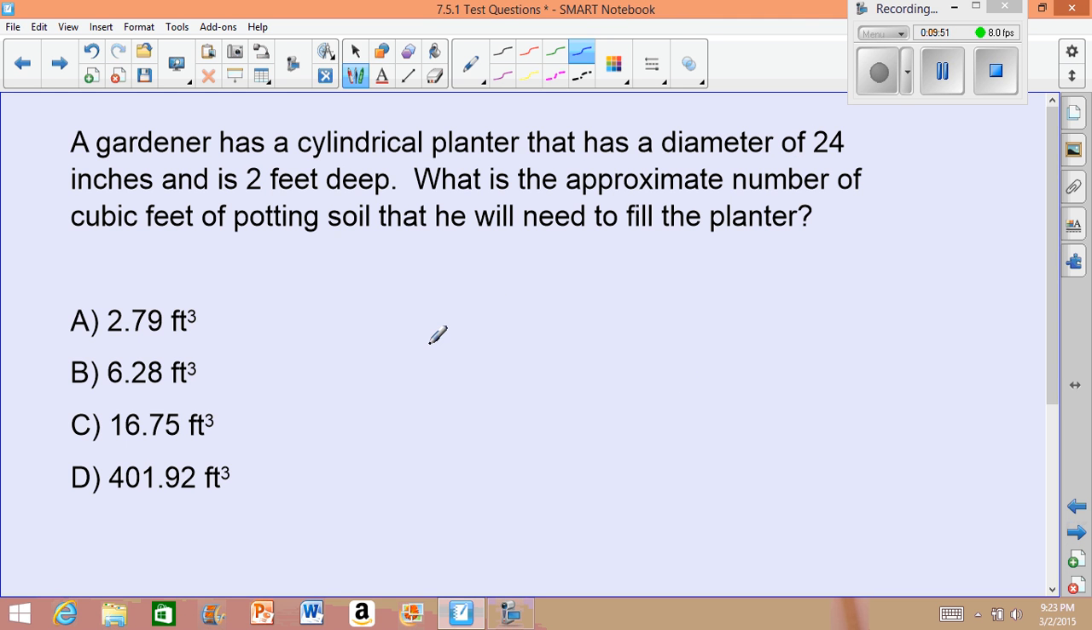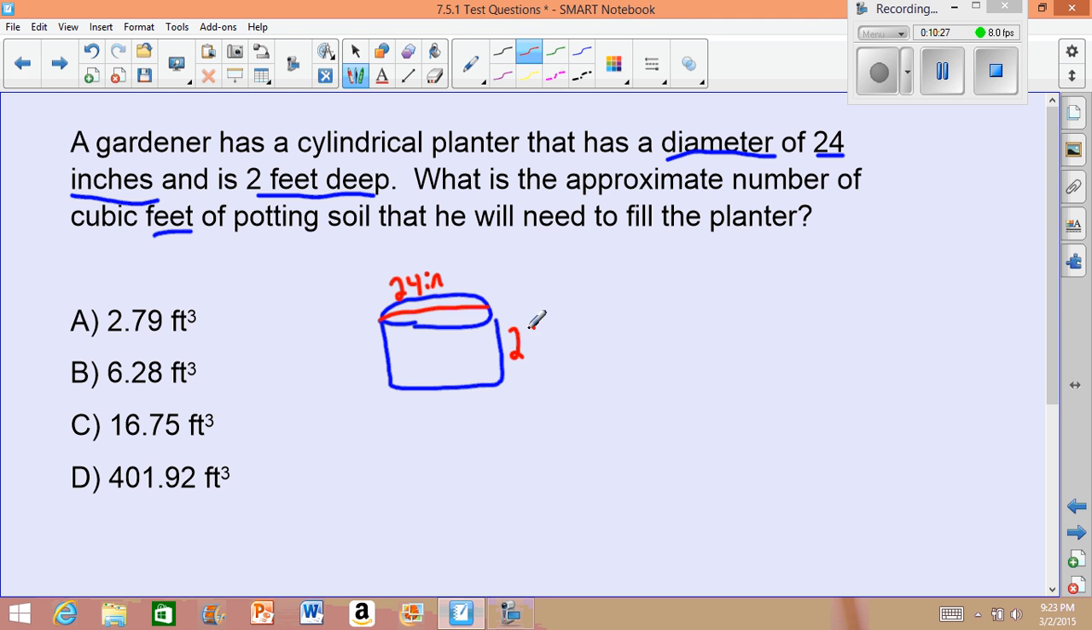It says a gardener has a cylindrical planter that has a diameter of 24 inches and it's 2 feet deep. So there's some key words here. Diameter, it's 24 inches, and it's 2 feet deep. What's the approximate cubic feet that he wants to put in potting soil? So it's given us diameter, so that goes all the way across. So that's 24 inches. And then it says that it's 2 feet deep, so we'll put our feet over here on the side.